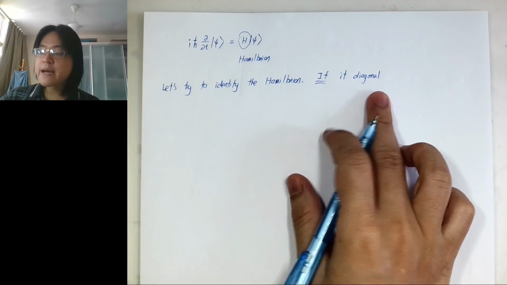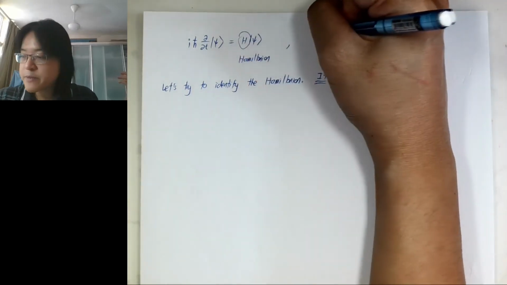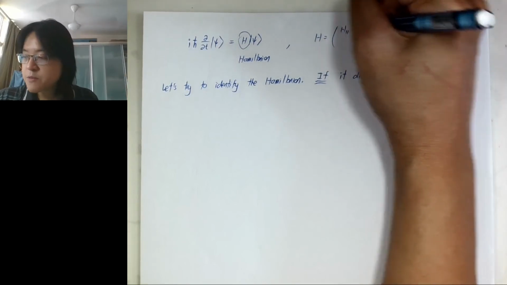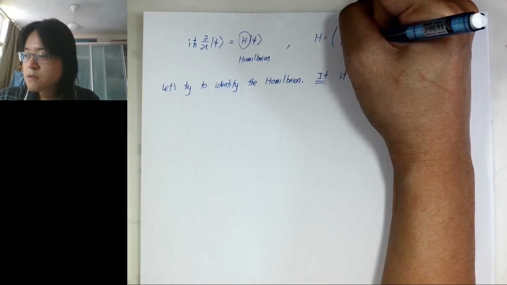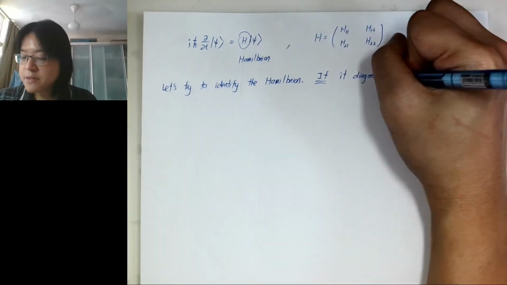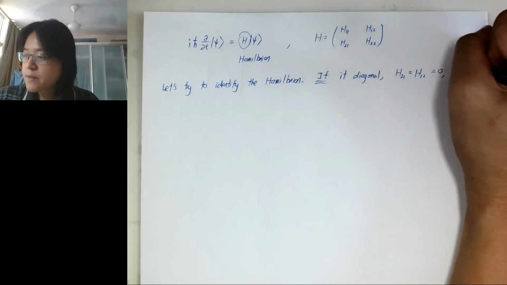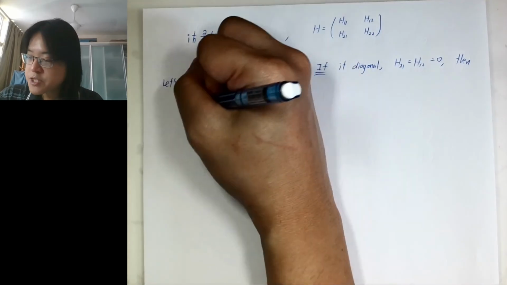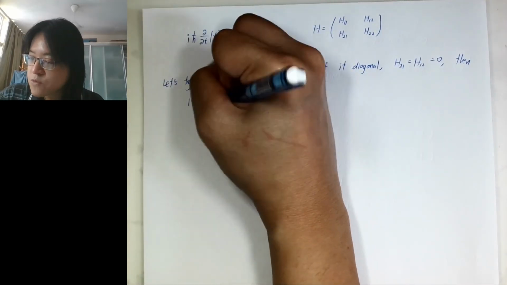So if it is diagonal, what does that mean? This is a two-dimensional Hilbert space, so my Hamiltonian is a 2 by 2 matrix: H11, H12, H21, H22. If it's diagonal, so H21 and H12 are 0, then what happens to my Schrödinger equation? Remember that my psi is C1 and C2.